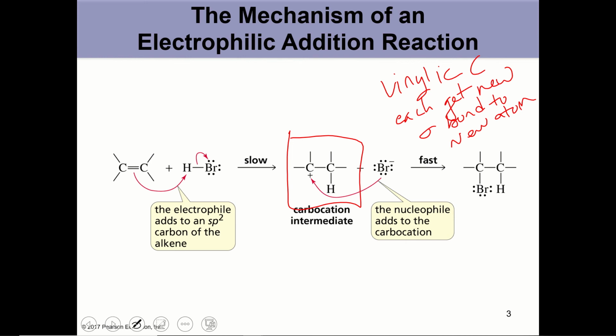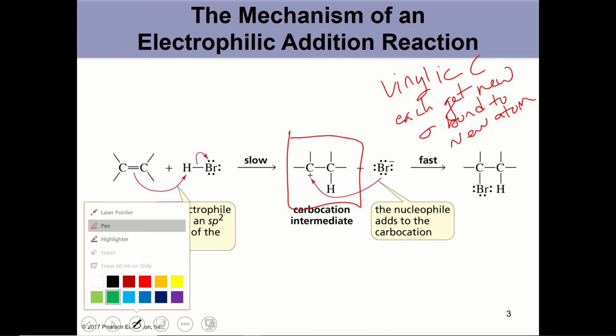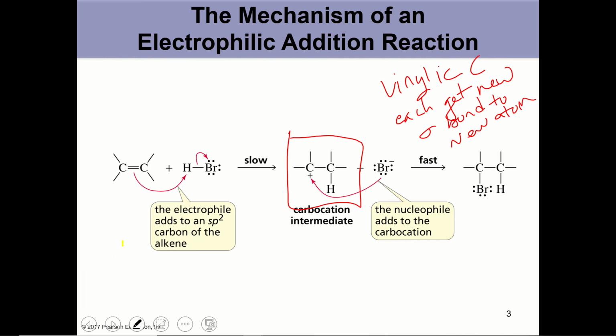And you should note that from the reactant, we have two vinylic carbons. Those are the sp2 carbons of the pi bond. In the product, each of the vinylic carbons now has a new sigma bond to a new atom, and the pi bond is gone. So we can highlight our new sigma bonds. They are from carbon to bromine and carbon to hydrogen.